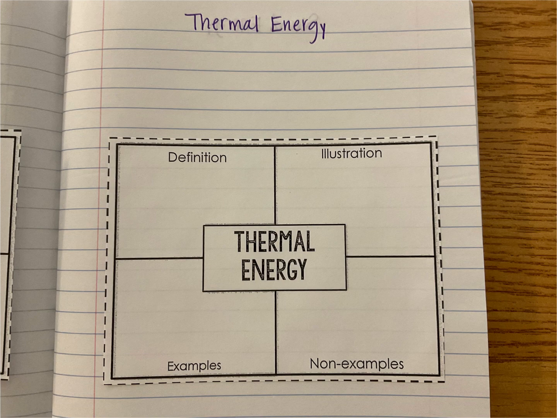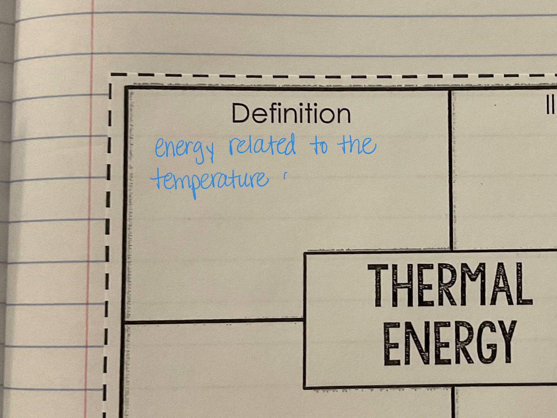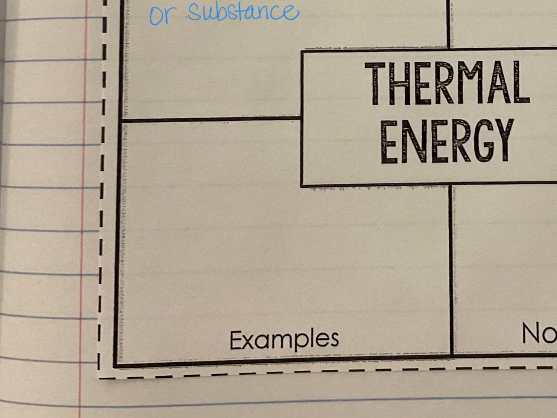Okay, so when we're talking about thermal energy, let's start with the definition. The definition of thermal energy is energy related to the temperature of an object or substance. Energy related to the temperature of an object or substance. And remember, you can start and stop your video anytime you need to. All right, so let's look at some examples.